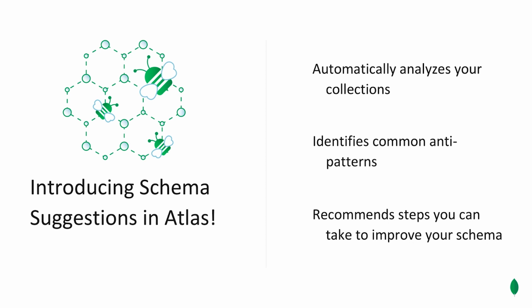What schema suggestions in Atlas does is automatically analyze your collections. By analyzing your collections, it identifies common anti-patterns which users are implementing, and then it gives you a series of steps you can take to improve your schemas and fix those particular anti-patterns. This is available now in Atlas, and feel free to go and try it out.